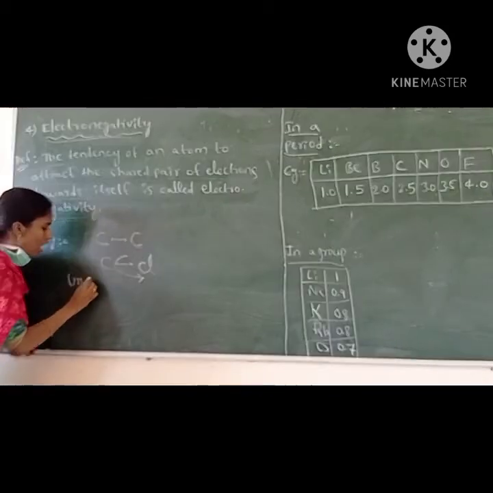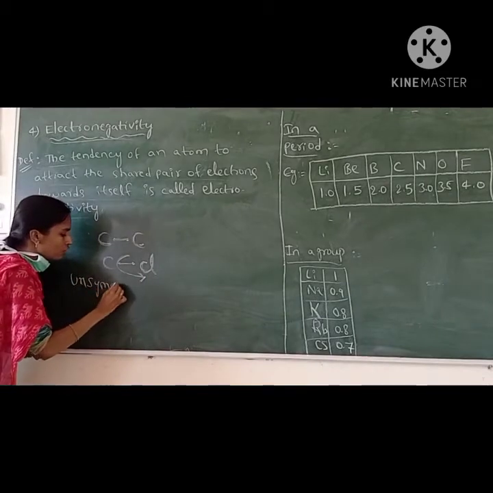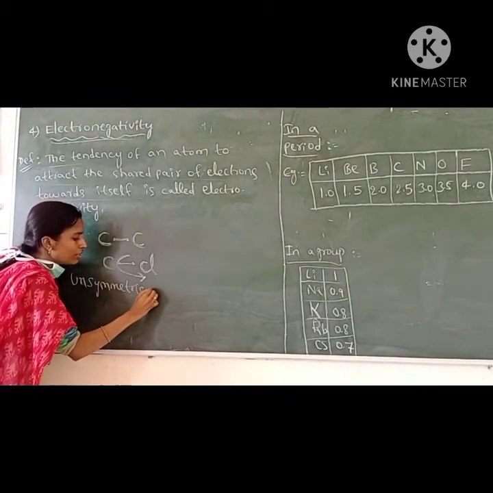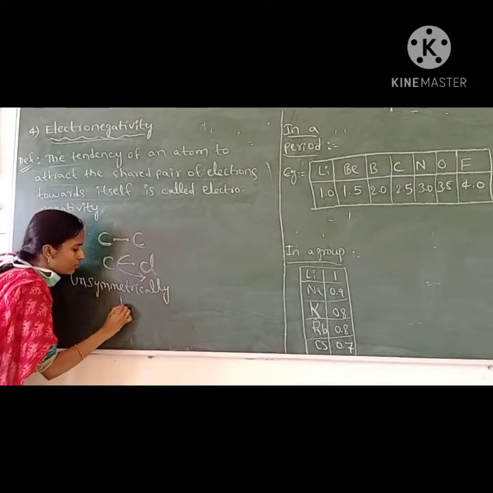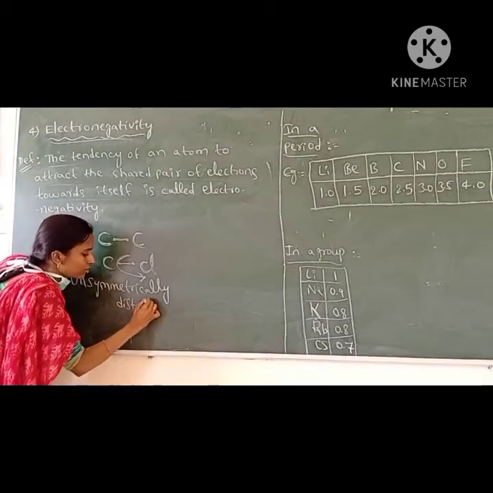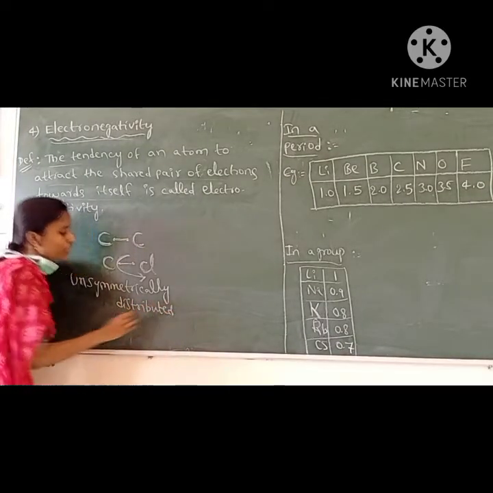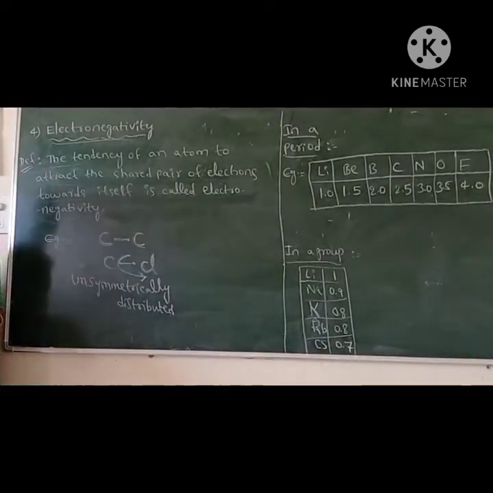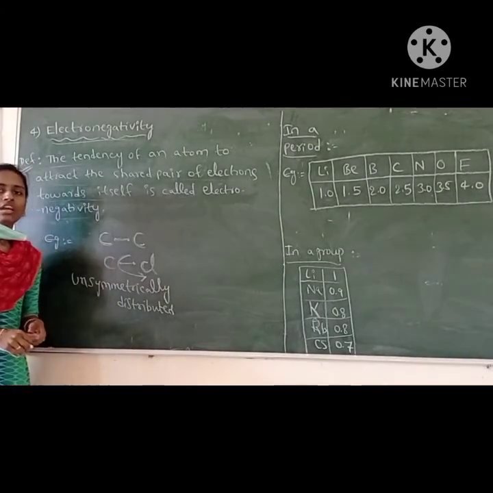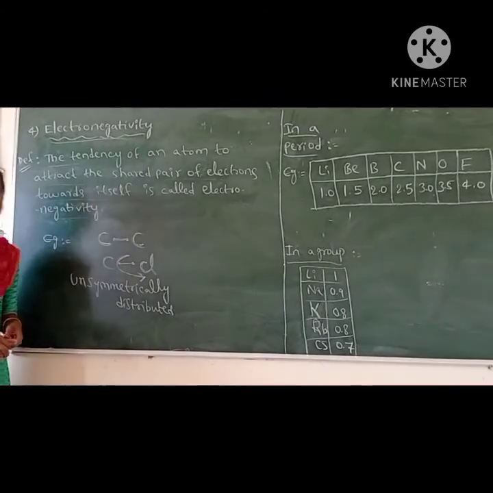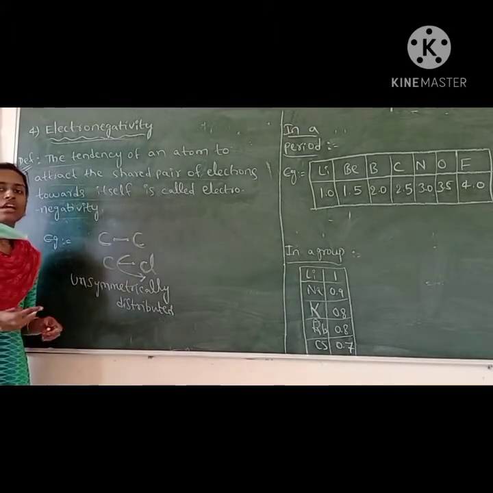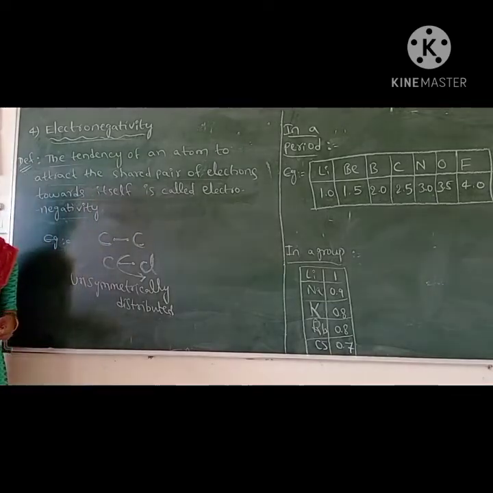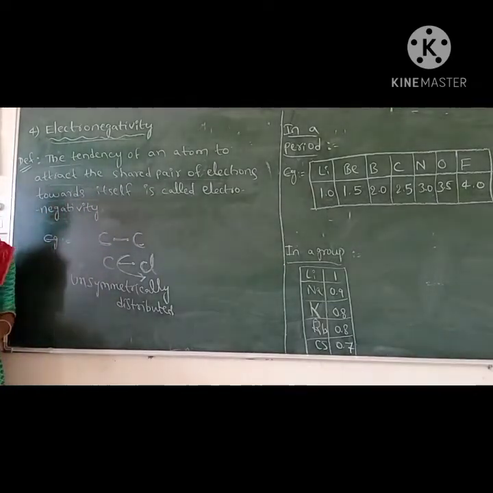It is unsymmetrically distributed. So the electron cloud is unsymmetrically distributed due to this phenomenon. So this electronegativity helps to predict the nature of bond. Whether it is an ionic bond or a covalent bond can be predicted by this electronegativity difference.